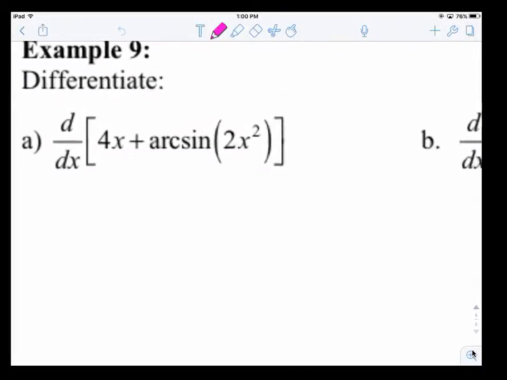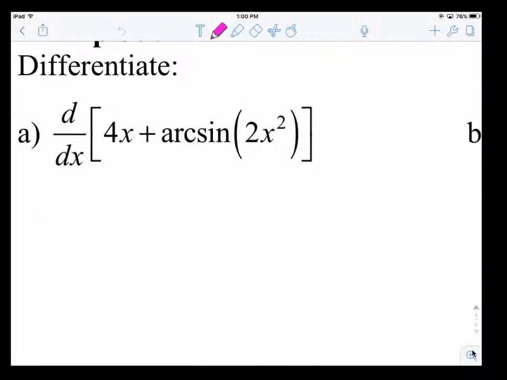Okay, so we talked about the different inverse trig derivatives yesterday. So now we just have to kind of practice them.